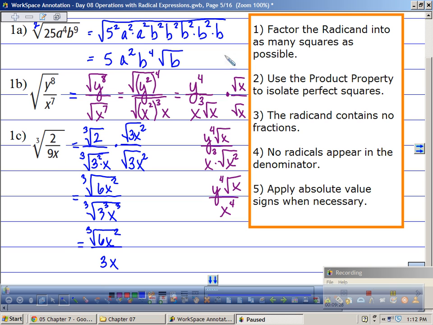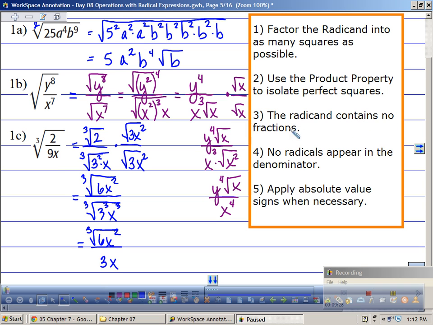Go ahead and write this down. Oh, let's go back and look at this. These are not steps as much as guidelines. So when simplifying radicals, you must think about these things. Factor the radicand into as many squares as possible, or cubes. You know, you want to simplify as many as you can out. Use the product property to isolate perfect squares, or the quotient property. They're inverses of each other. They have the same rules. That's why I didn't write both of them.